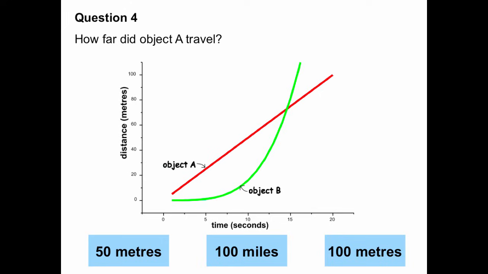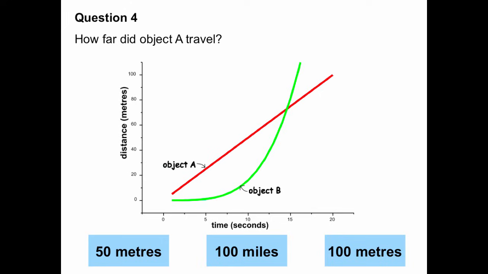Question 4. How far did object A travel? Okay, so here's our line. Notice if we're talking about how far something travels, do we want to look at the distance or do we want to look at the time? So go ahead and pause the video. Use your finger to kind of make the lines go to the distance. Do you think it's 50 meters, 100 miles, or 50 meters?